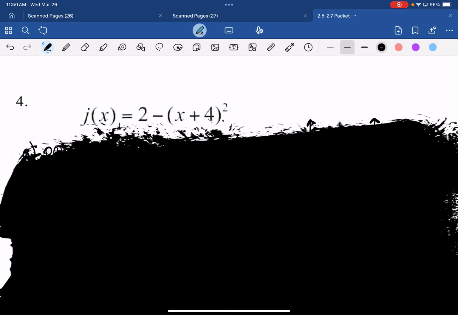Now, we have to be careful. Don't write this on your paper. Just look at the board for a second. This is a mistake I see a lot of kids make. They'll write this. Is that negative with the 2 or with my parentheses? Parentheses. So don't write that. Don't fall for that mistake. My negative goes with the parentheses, and then this is a positive 2 at the end.